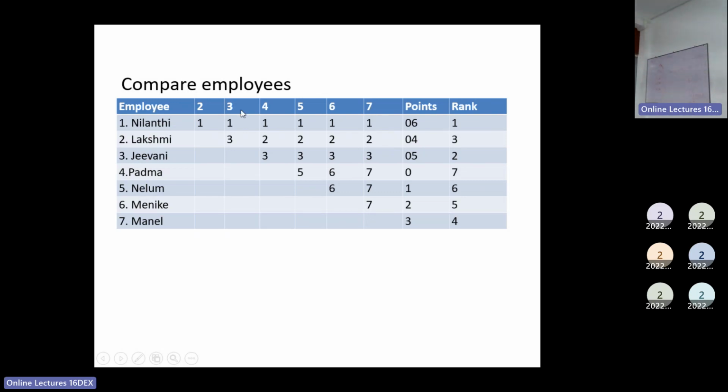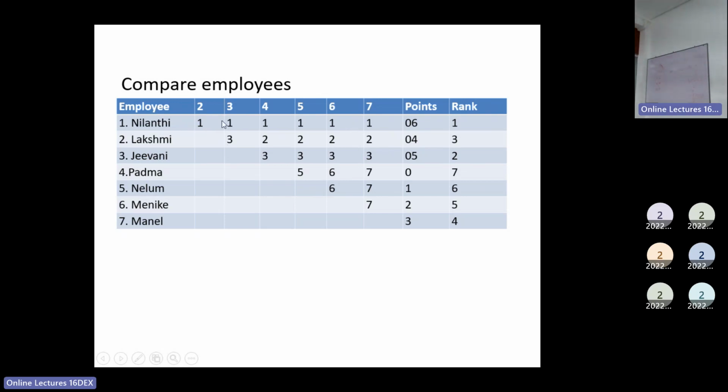Okay, right. Now you have evaluated each and every employee with all the others. Now you can calculate points. How many points have they got? Understand, these are not numerical values, they are labels. Right, 3 is a label, not a numerical value.